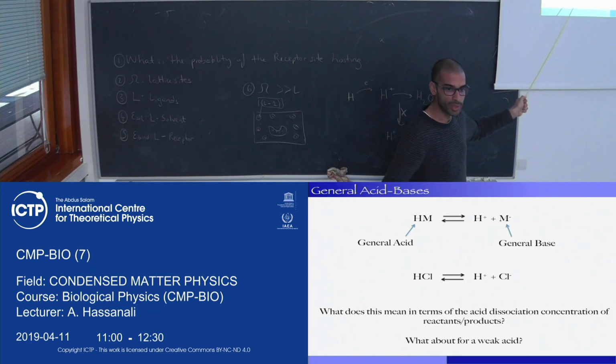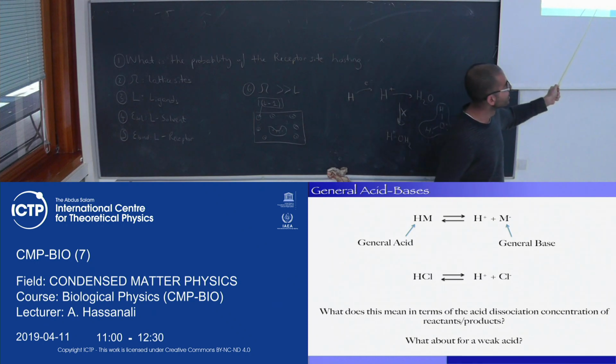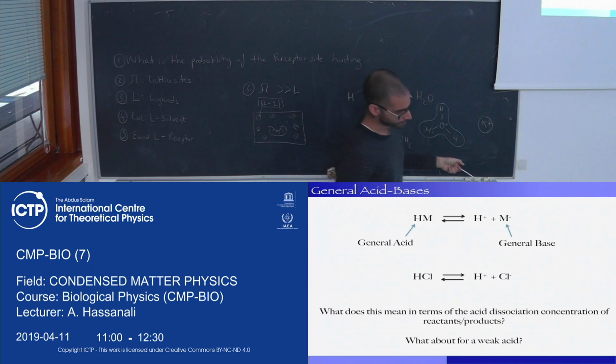I put HCl in water. Hydrochloric acid is a strong acid. It dissociates into a proton and a chloride ion. That's why it's a strong acid.